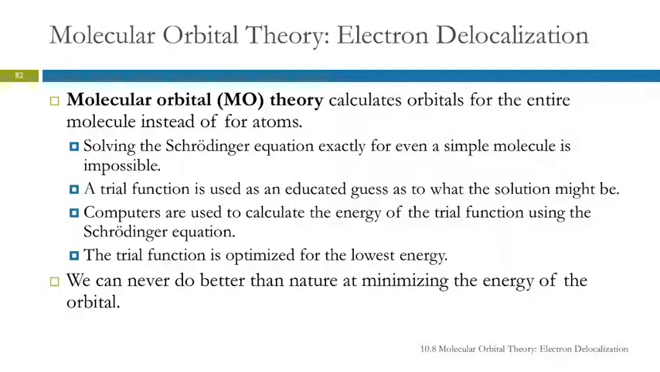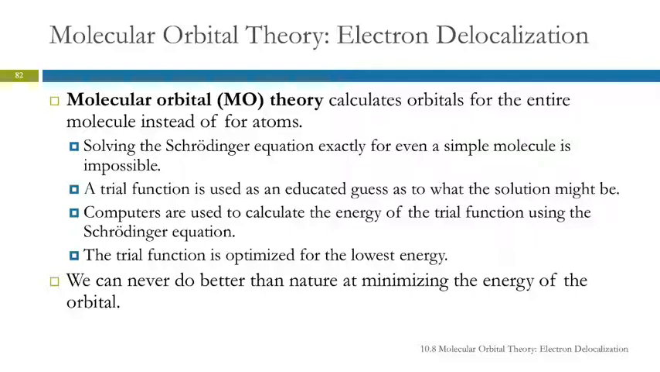So today we're going to talk about molecular orbital theory. This is the most complicated bonding theory we're going to talk about. In molecular orbital theory, which is often abbreviated MO, the orbitals are calculated for the entire molecule instead of for individual atoms.